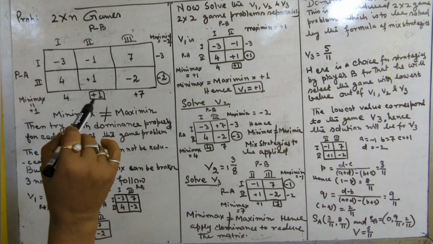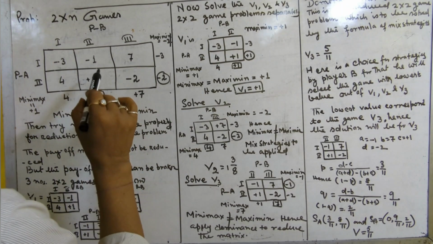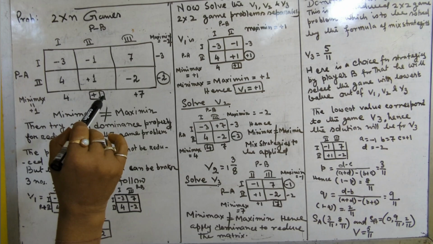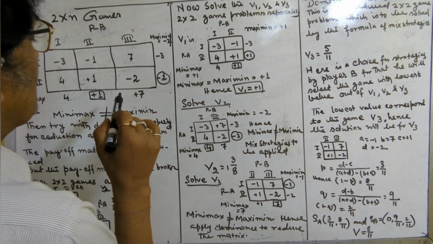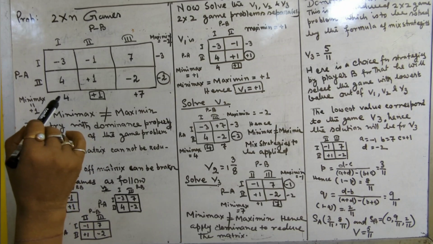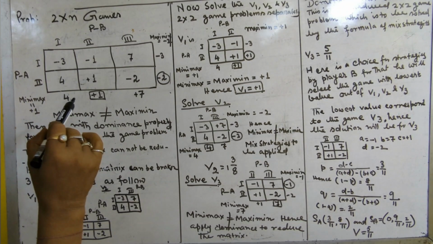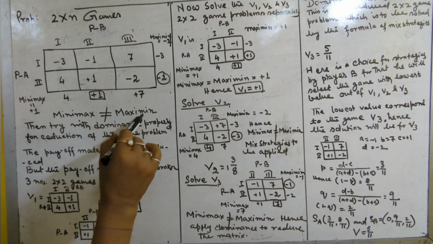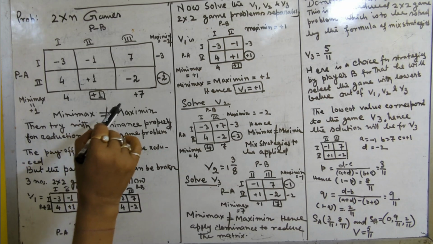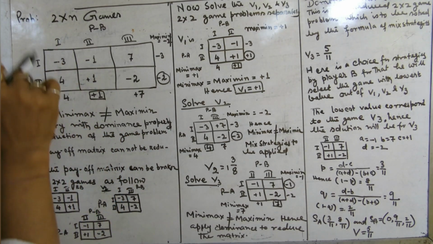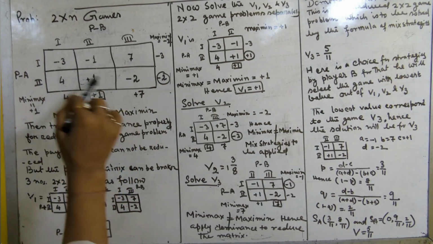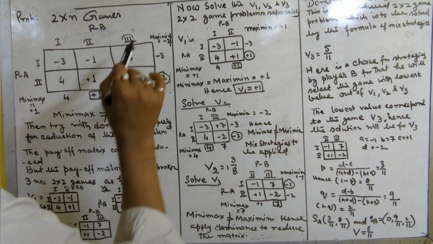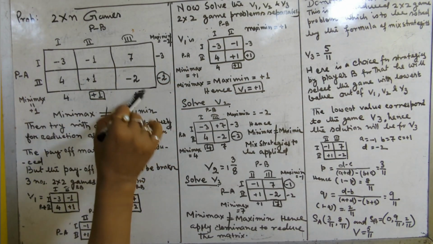solve. I have already mentioned that you should always first try the minimax and maximin principle. If minimax is equal to maximin, that is, equilibrium or a saddle point exists, then your solution is complete and you will not need to move further. If minimax is not equal to maximin, then you have to proceed further. How you proceed on this type of problem, that I will discuss with you. First, we try the minimax maximin principle. In the exam also, you should always try first with the minimax and maximin principle.